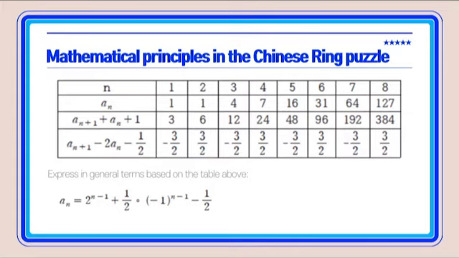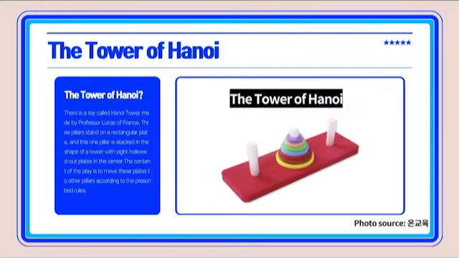If we subtract these 2 equations, we can express an in general terms like this. An equals 2 to the power of n minus 1 plus 1/2 times minus 1 to the power of n minus 1 minus 1/2. Next, I would like to introduce the Tower of Hanoi.